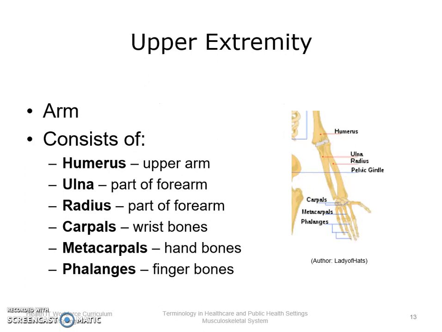We commonly refer to the arm as our upper extremity. The arm consists of a variety of bones. The humerus is the long bone in the upper arm. The ulna is one of 2 bones in the forearm and lies on the little finger side of the forearm. The other bone in the forearm is called the radius. It lies on the thumb side of the forearm. Carpals are our wrist bones, while metacarpals are our hand bones. Our phalanges are the bones of the fingers.